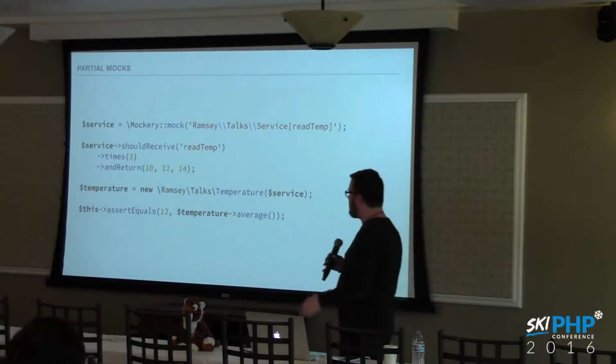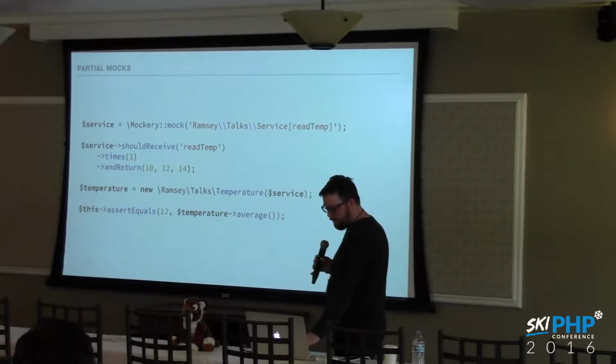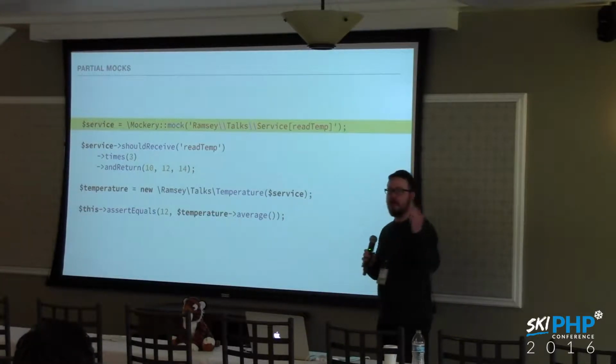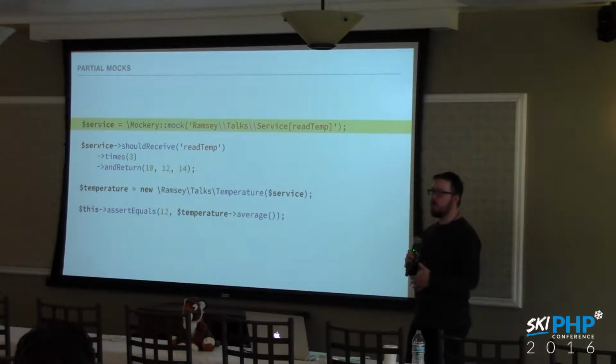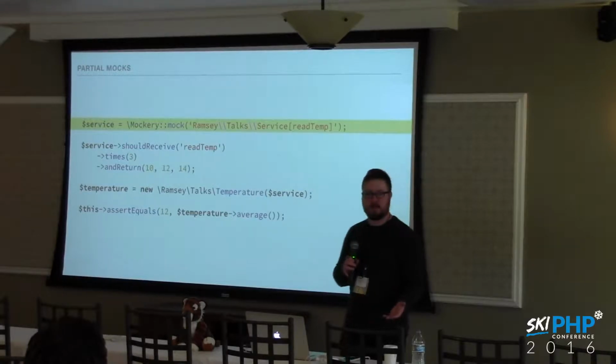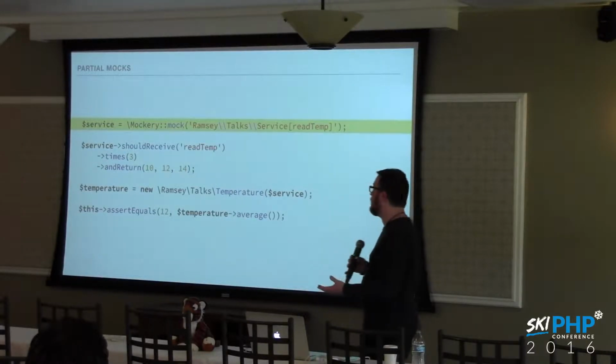So let's examine this. This was our first example. Let's just consider that the service class has other methods on it. And when you're running your test, you want those methods to behave as they normally do. But maybe the readTemp method does something that you don't want it to do during the test. So you want only it to be mocked.